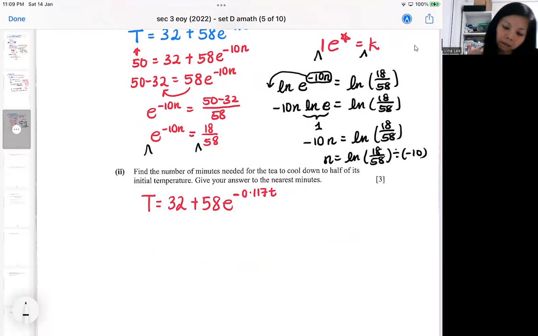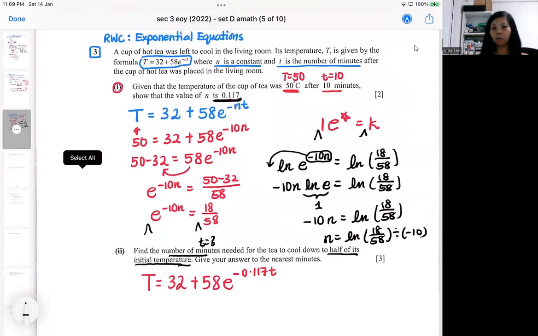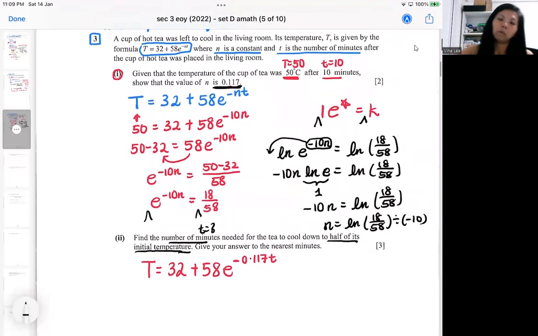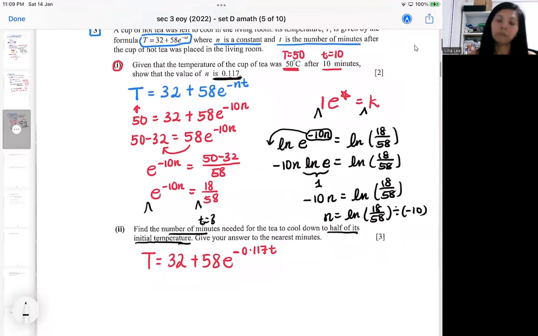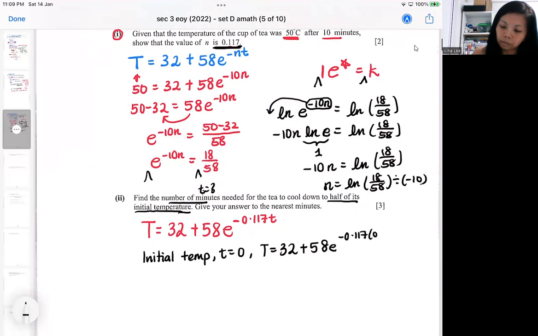Your job is to find the number of minutes, so t is the question mark, for the tea to cool down to half of its initial temperature. If you read back the question, they never tell you what the starting temperature was. So you don't even know the starting temperature, so how are you supposed to know half the temperature? If you want to find the initial temperature, what is the concept of an initial temperature? That means at the start, t is equal to 0. You punch it and you will get 90 degrees. That means when you start to place it in the living room, it's actually 90.